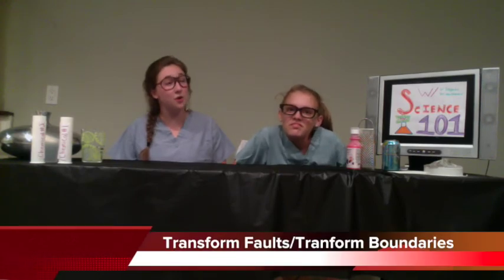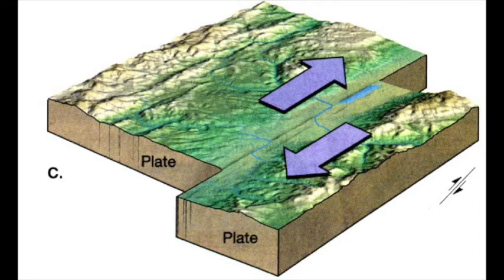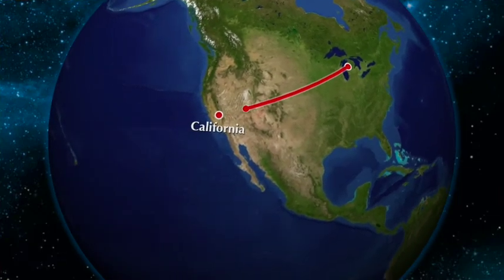Okay, now the last thing we'll be talking about is transform faults, also known as transform boundaries. At a transform fault, plates grind past each other in opposite directions. Transform boundaries are also known as conservative plate boundaries because the faults don't create or destroy the lithosphere. Most transform faults are located within the ocean basin. Although some cut through continental lithosphere, one example is the San Andreas Fault in California. This is where the Pacific plate is moving past the North American plate.